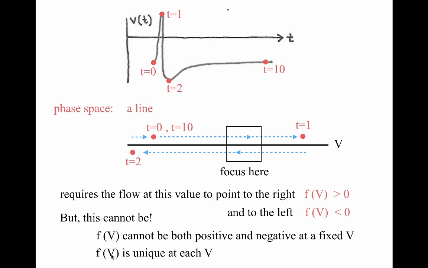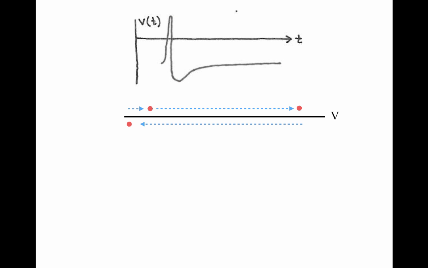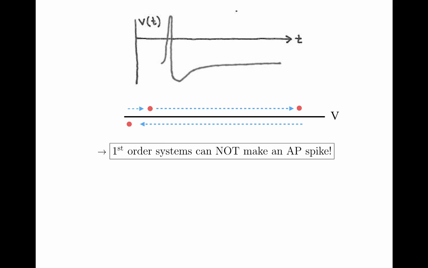Okay? So what do we conclude from this? What this suggests is that first-order dynamical systems, which consist of only one variable, cannot make an action potential spike. So we're not able to make an action potential using only a single variable. Given a system of this form, dv dt is some function f of v, we have our first-order dynamical system, we cannot make this system produce an action potential with a rapid increase and decrease in voltage.